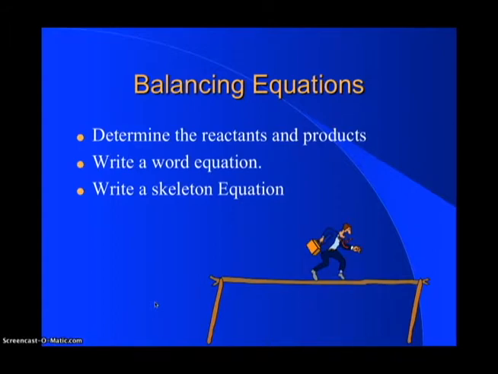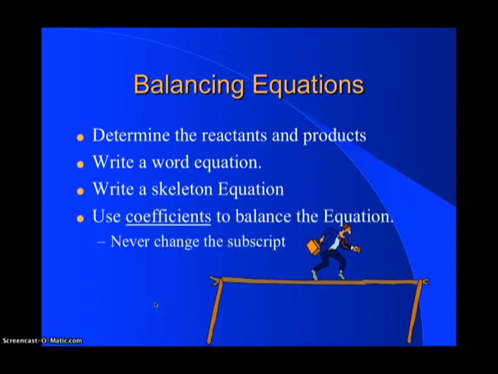If you don't start with the correct formulas, you'll be messed up throughout the whole process. So once you have the formulas written down correctly, then you begin to change the numbers of those formulas that you have on each side of the equation to get the same or the right number of each element on both sides. So that's where we use what we call coefficients. A coefficient is a number that's written in front of a formula, and that is used to balance the equation.